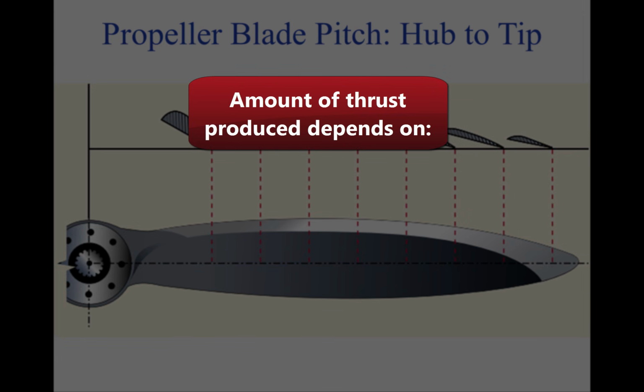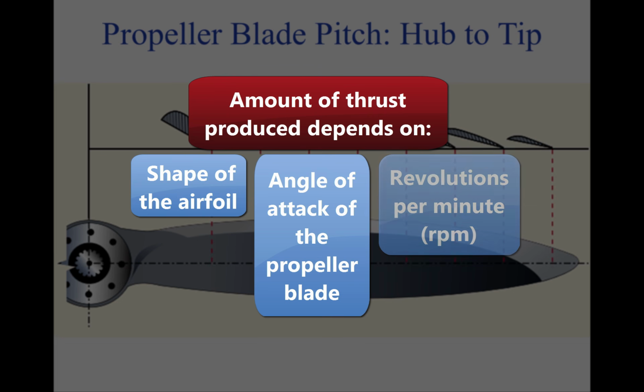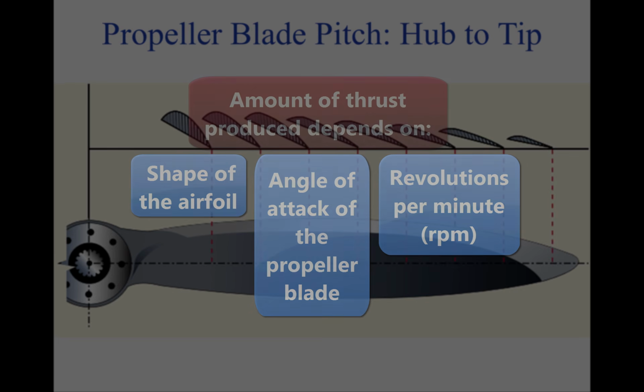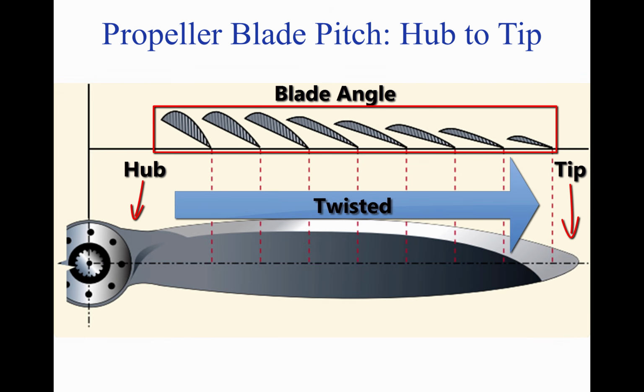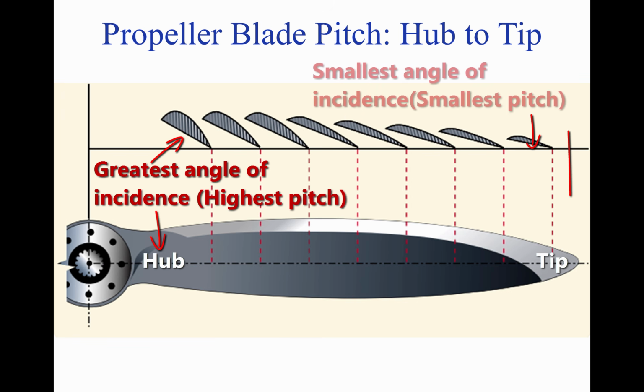The amount of thrust produced depends on the shape of the airfoil, the angle of attack of the propeller blade, and the revolutions per minute, RPM, of the engine. The propeller itself is twisted so the blade angle changes from hub to tip. The greatest angle of incidence, or the highest pitch, is at the hub, while the smallest angle of incidence, or smallest pitch, is at the tip.